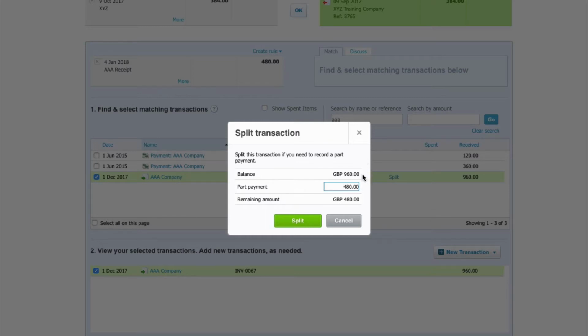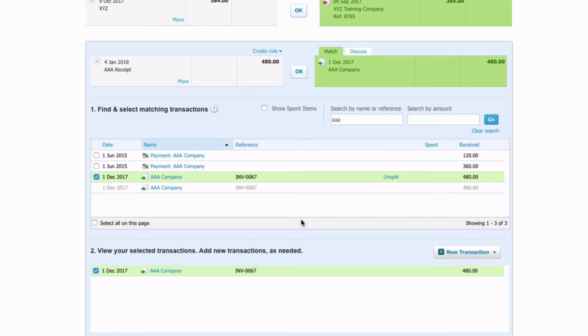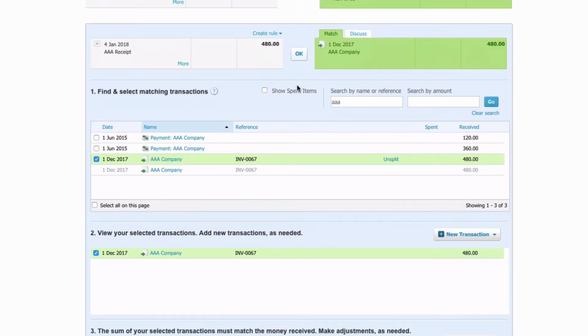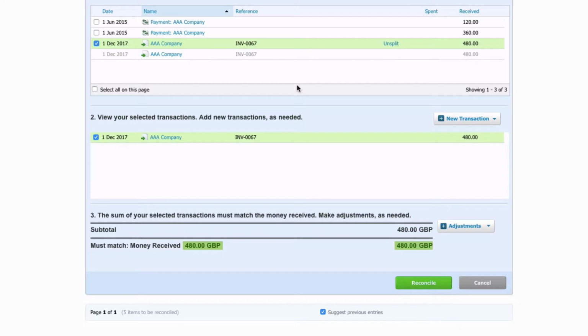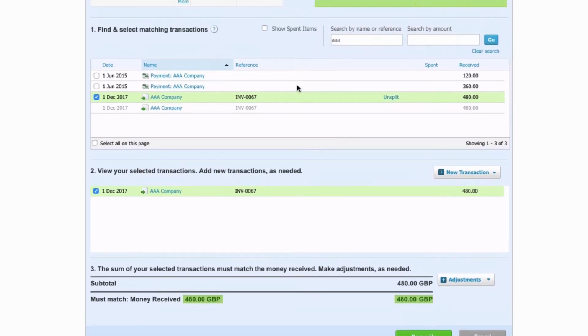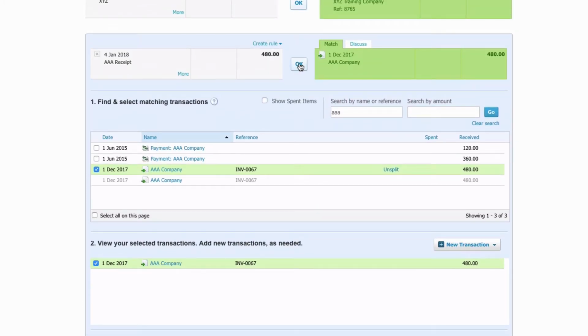It says the balance of the invoice is 960. There's been a part payment of 480 and there's 480 remaining. If we're happy with that, we just click on split. And then we can select OK, or if we scroll down, we can select on reconcile. Either will do the same thing.